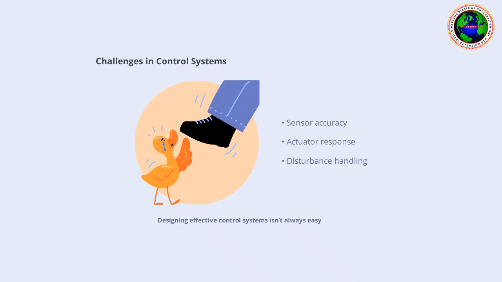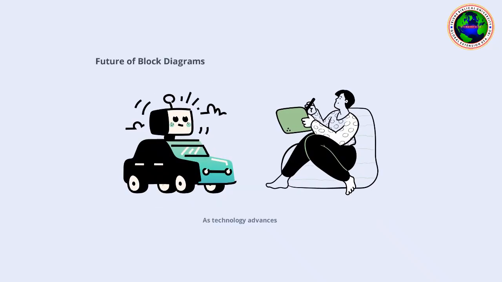Designing effective control systems isn't always easy. Engineers must consider factors like sensor accuracy, actuator response time, and potential disturbances. Block diagrams help visualize these challenges and develop solutions that keep systems running smoothly. As technology advances, block diagrams will continue to play a vital role in engineering. They'll help us design smarter, more autonomous systems, from self-driving cars to intelligent robots and beyond. Mastering block diagram representation is a key skill for future engineers.